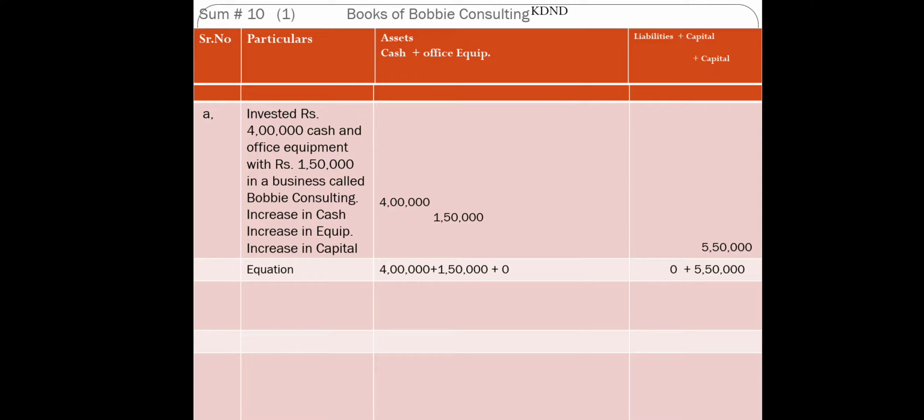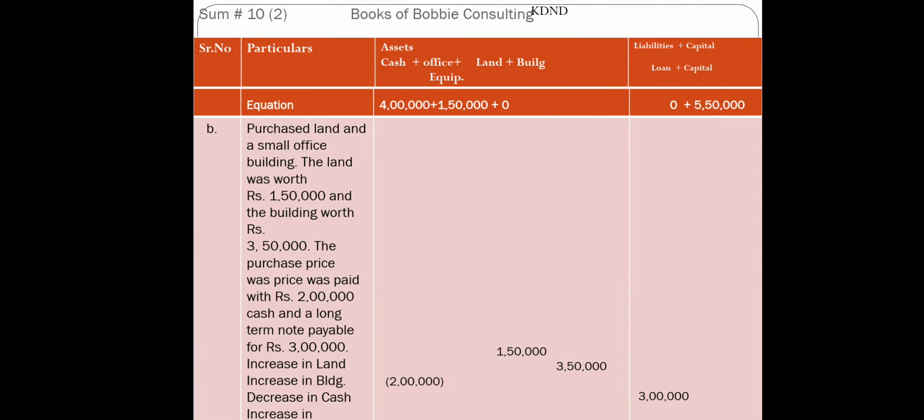Now they had invested 4 lakhs. Here the question is ready. Invested 4 lakhs for cash, office equipment 1,50,000. So cash and office equipment new columns will be set up, and that will be capital of the firm. Then another transaction. Read the transaction thoroughly. It is having a complexity, but you will understand in a very simple way.